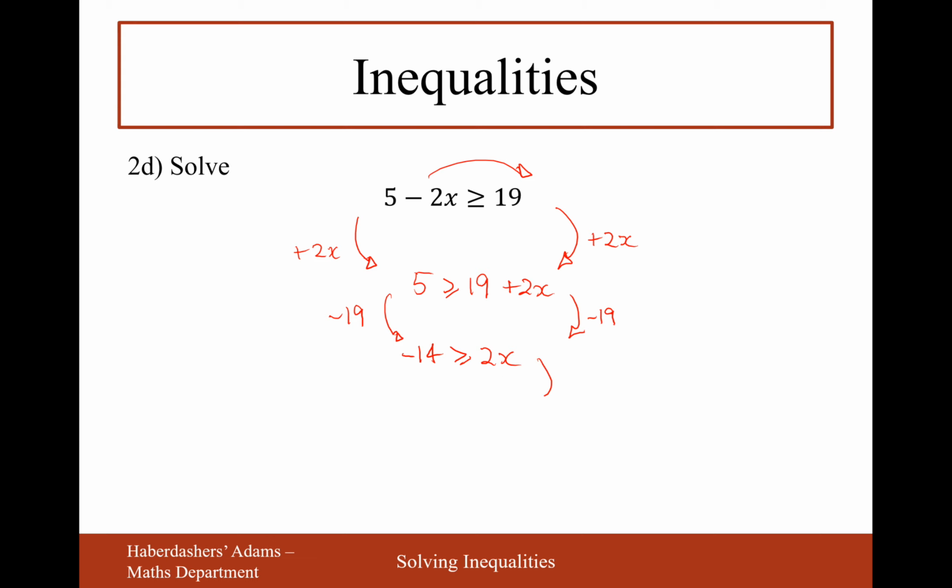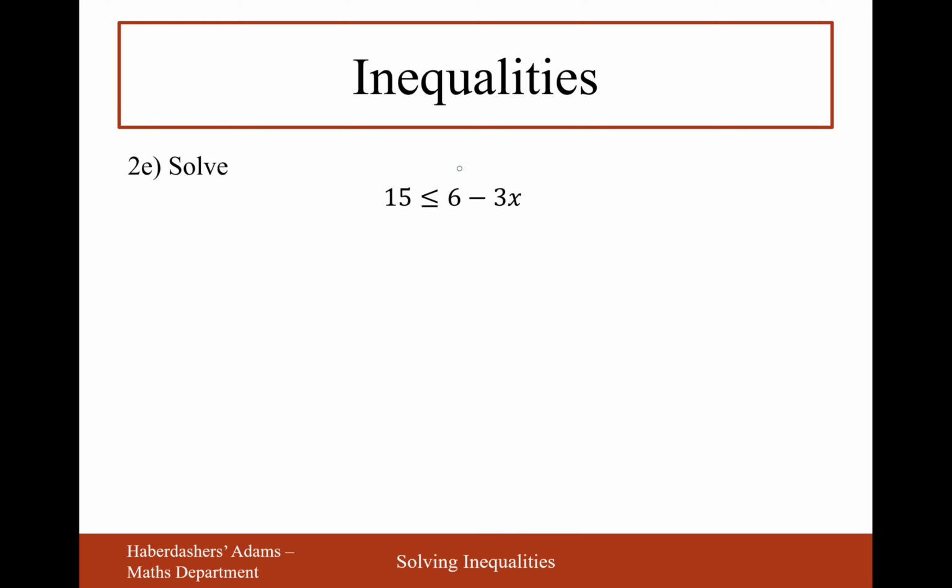Divide both sides by 2, that is allowed to happen because we're dividing by a positive number here. So that would be minus 7 is greater than or equal to x, so we'll swap it round, just put the x first. x is less than or equal to minus 7.